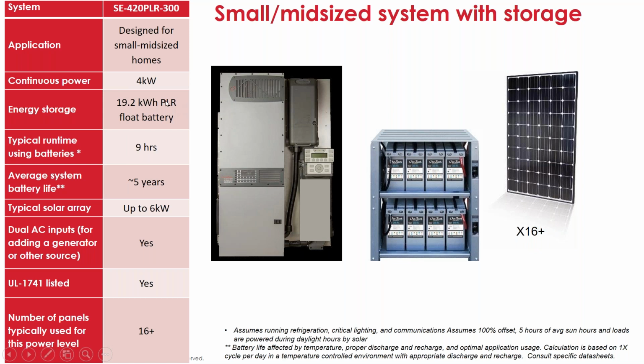Then PLR is the type of chemistry. PLR is a float battery chemistry, and that's important to know whether you're in a float application, or if it was like an NC battery, that would be like a cycling application, or it could be like a lithium-ion battery. So here's typical runtime, average battery life, array up to 6 kW. We have dual AC inputs, so if you want to add a generator, then you don't need to have a transfer switch, and it's UL 1741 listed, and typically the number of panels, but we're going to use the sizing tool to figure that out.